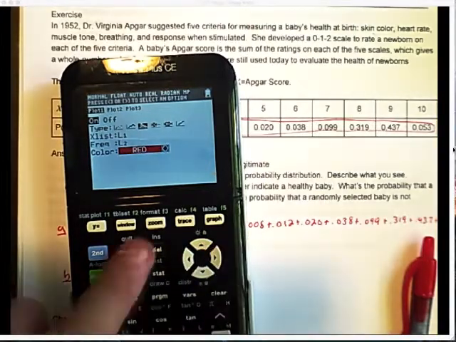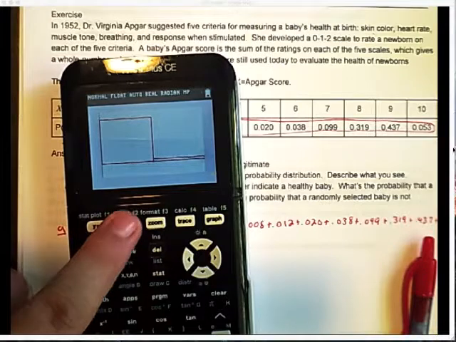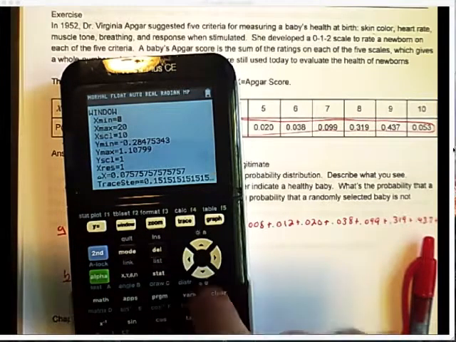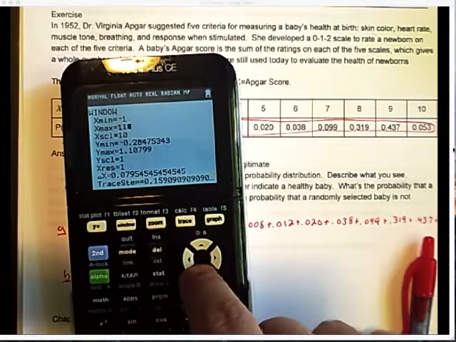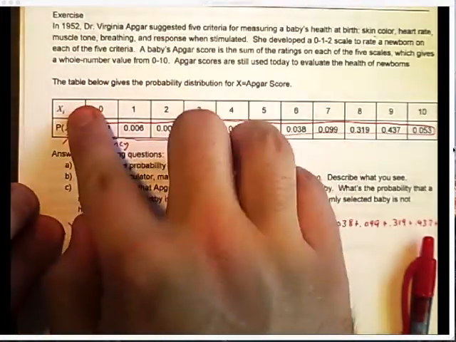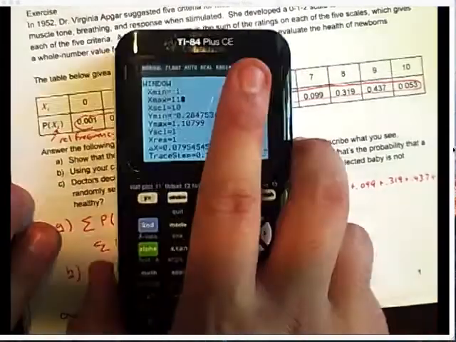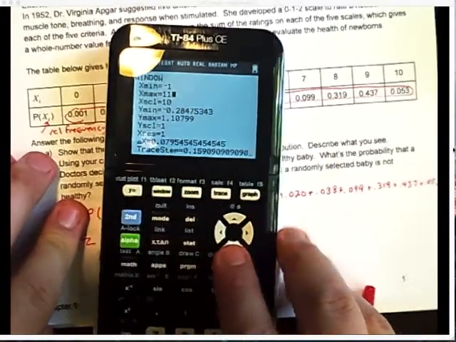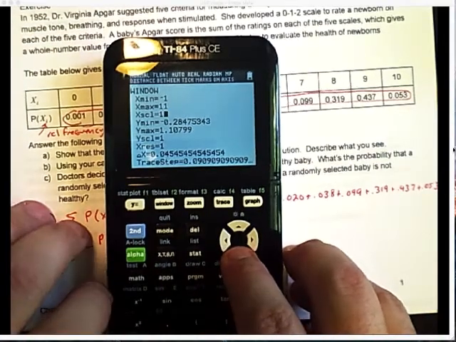All right, and let's do a zoom 9. Okay, it gives me that, which doesn't look great. So I might have to go in here and change my window. Let's go from -1 to 11. Let's go 1 less than this to 1 more than this. Let's scale it by ones, by one tick mark.